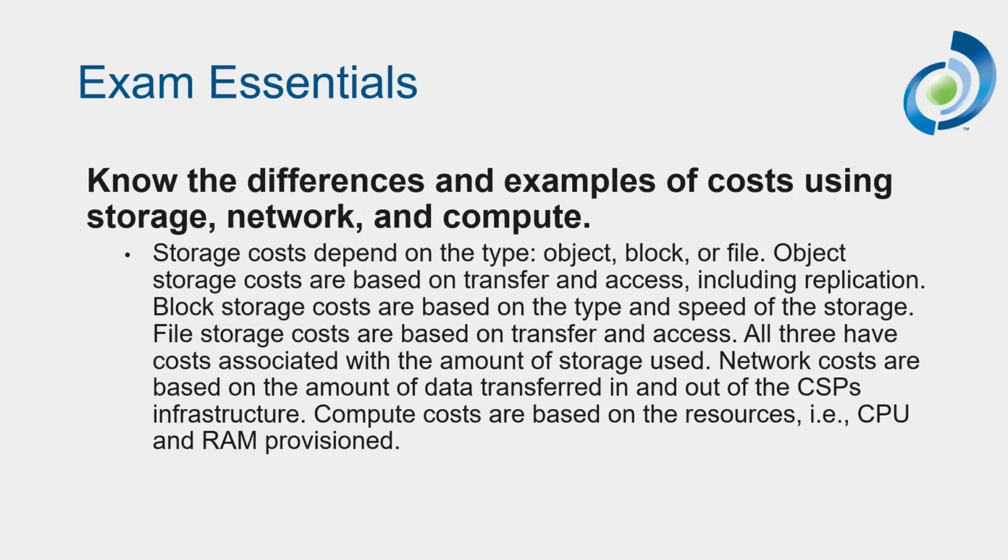Network costs are based on the amount of data transferred in and out of the CSP's infrastructure. Compute costs are based on the resources, for instance, CPU and RAM provisioned. So a lot of information there on one slide, but it's just talking about the costing of your big three: compute, storage, and network.